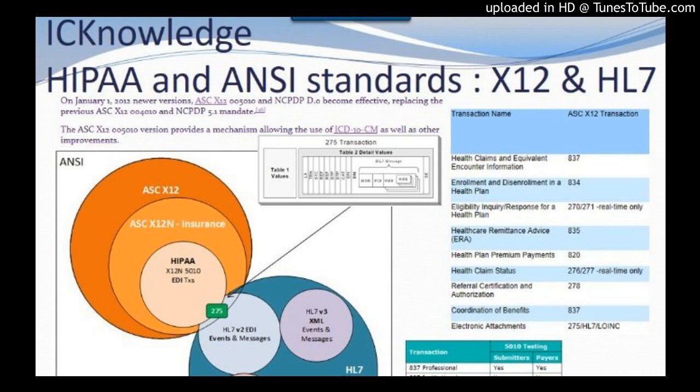Health Level 7 or HL7 refers to a set of international standards for transfer of clinical and administrative data between software applications used by various healthcare providers. These standards focus on the application layer, which is Layer 7 in the OSI model.